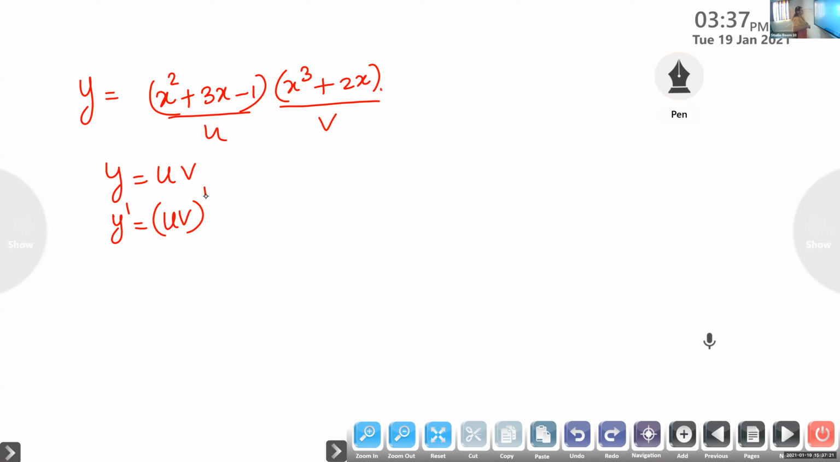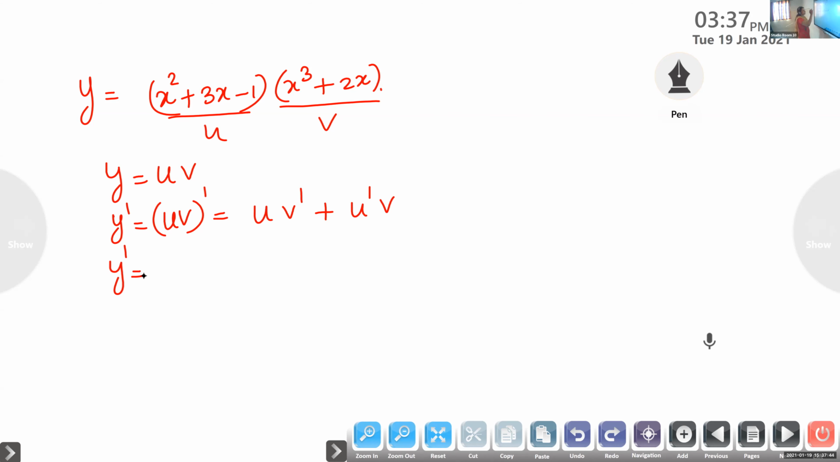Okay. So this one, how can we solve this one? This is the product rule: u into v dash plus u dash into v. So find out what y dash is. Y dash means it is the same as dy by dx.